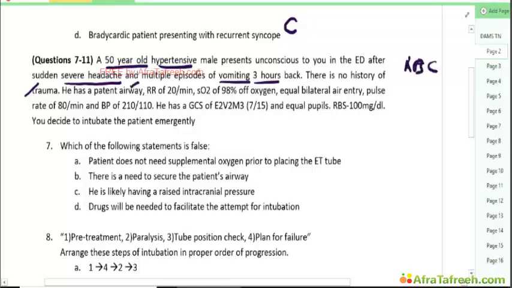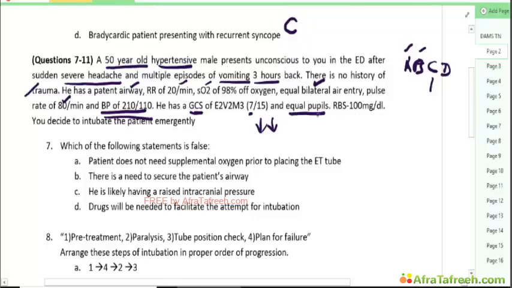Again, his airway is patent, respiration is 20, saturation is 90%, bilateral air entry is equal. So breathing looks fine. Airway looks fine. Coming to the circulation part, pulse rate is this. The patient has significant hypertension, so there is some problem here. Talking about the disability, the patient's Glasgow Coma Score is 7/15, which is too low. You and me normally have a score of 15/15. 7/15 qualifies by definition as coma, and the patient has equal pupils.